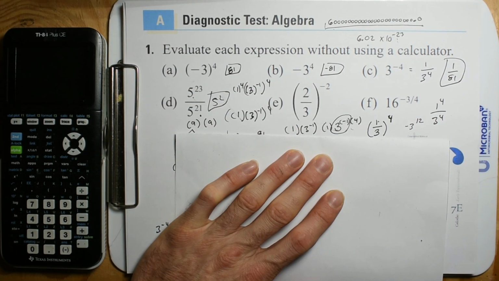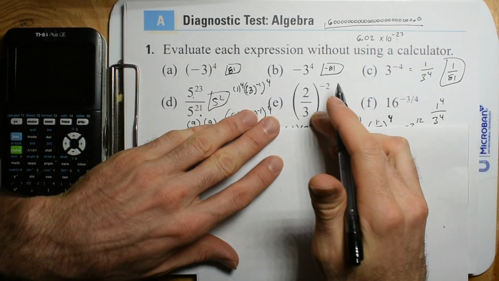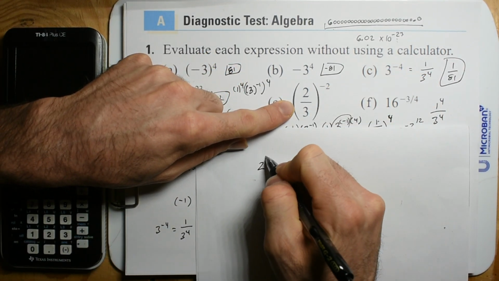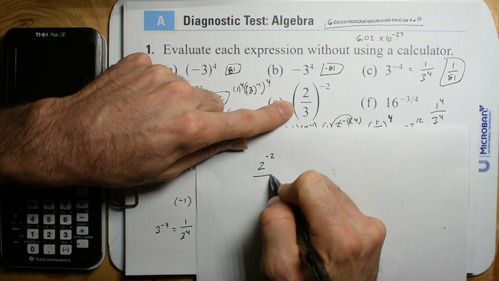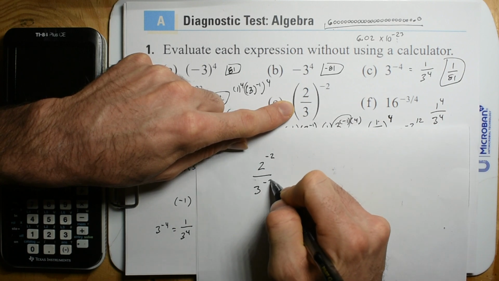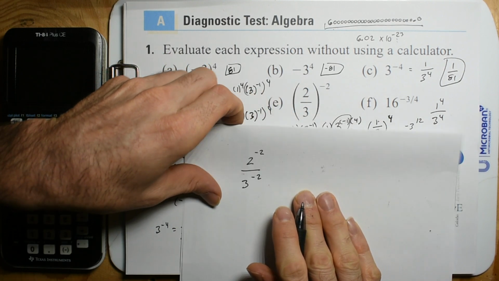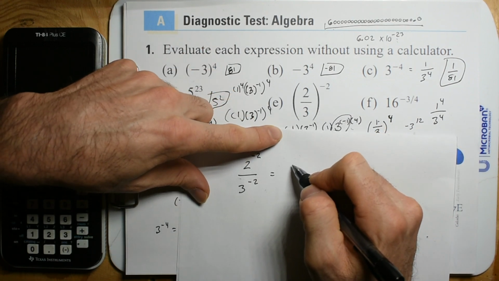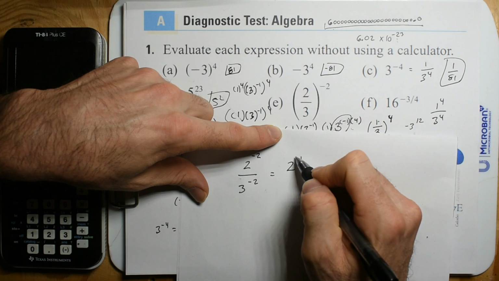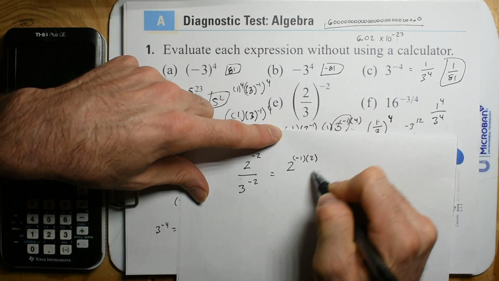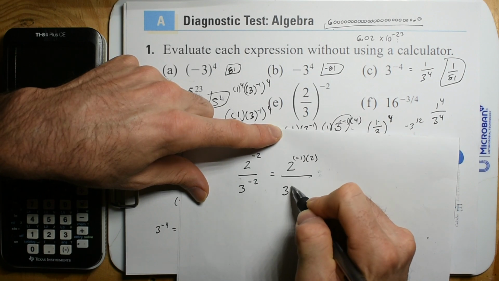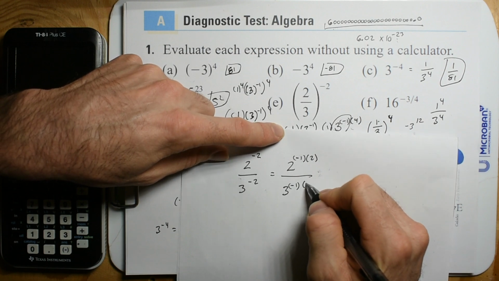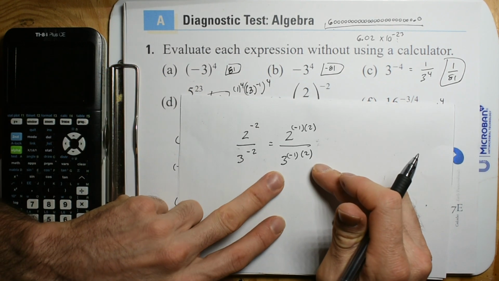Alright, so let's use all these skills to fly through these last two, because I think they're kind of difficult. We're going to use that strategy that if you have an exponent here, this is the same thing as 2 to the negative 2 divided by 3 to the negative 2. Okay, and then we can do that same game. I can say this is 2 to the negative 1 times 2, and this is 3 to the negative 1 times 2.